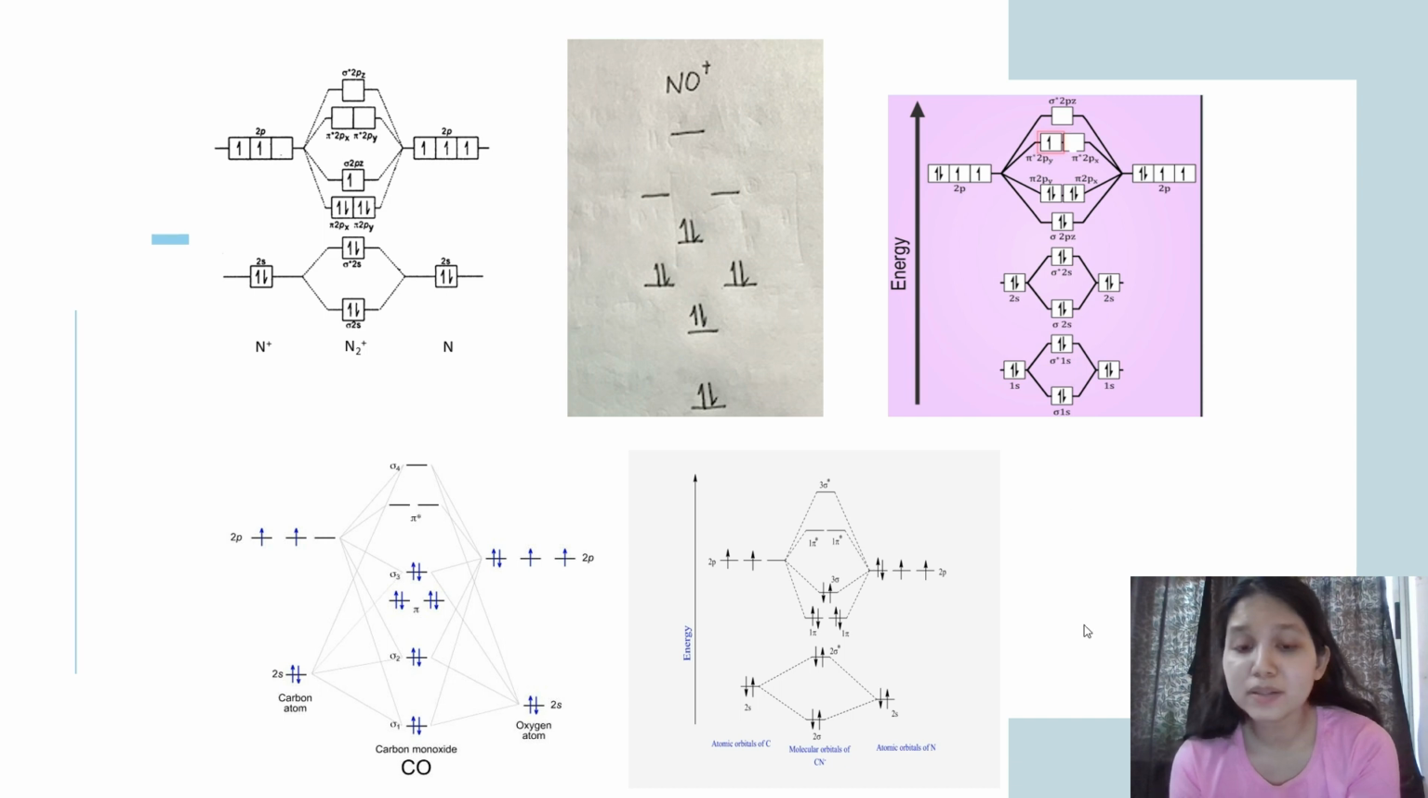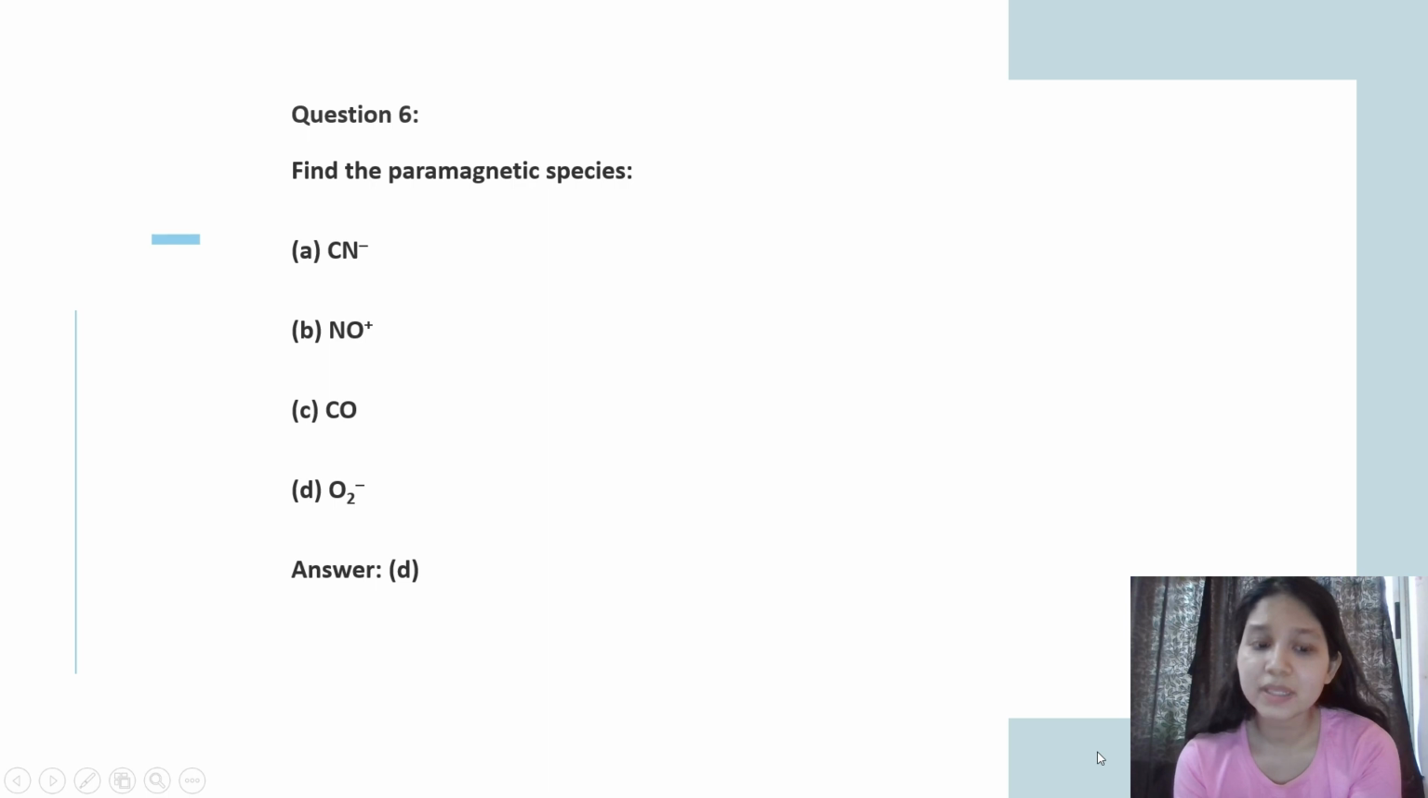So by looking at the molecular orbital diagrams, we see that O2 minus has one unpaired electron. Like we calculated in question number 1 already, it has 17 electrons in its molecular orbital diagram, of which one electron is unpaired. So, out of these four species, O2 minus will be the paramagnetic one.